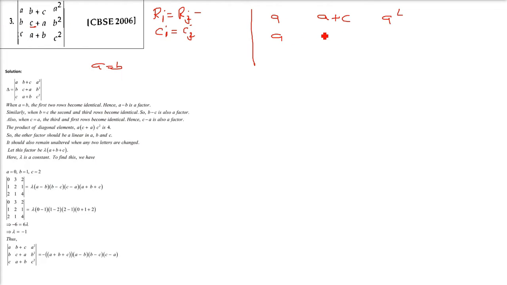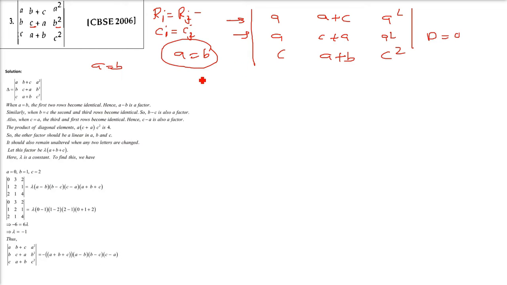In place of C, I'm keeping it like C. In place of B, just write A. So you see, this is the first row and the second row, they are exactly similar. Whatever else happens, the first and second rows are equal when we write A equals B, so the determinant is 0. That means A minus B is a factor of this particular determinant.